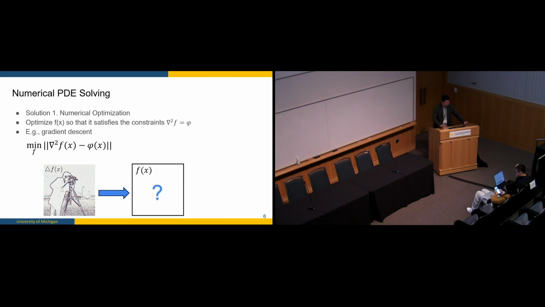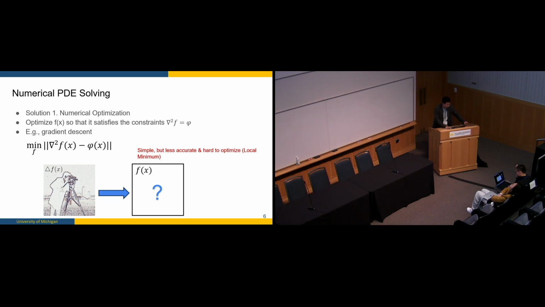One way of potentially solving this problem is a simple numerical optimization, as you probably all know. The key idea is you want to optimize f of x, the original intensity signal, so that f of x satisfies the constraint that the Laplacian of f is equal to phi. You would use methods such as gradient descent to minimize this objective and solve for the pixel values of f of x. This is a very simple method, but it is often not very accurate, is hard to optimize, and could fall into a local minimum.